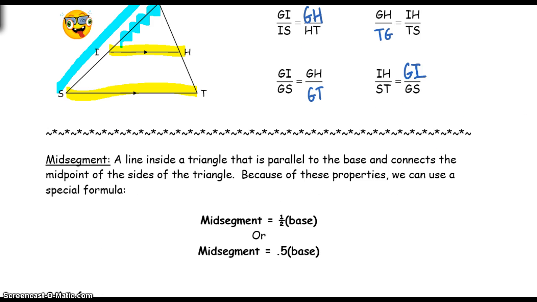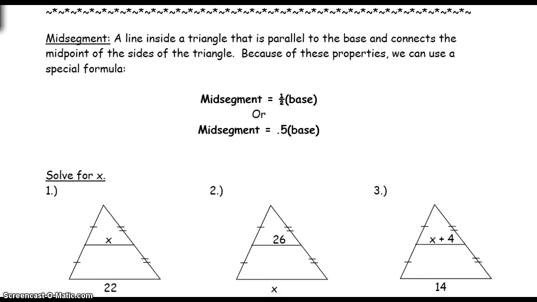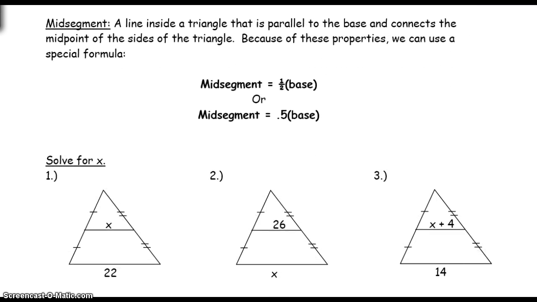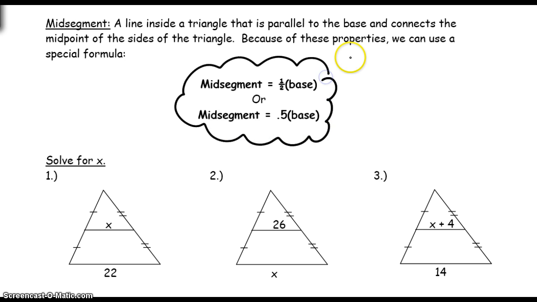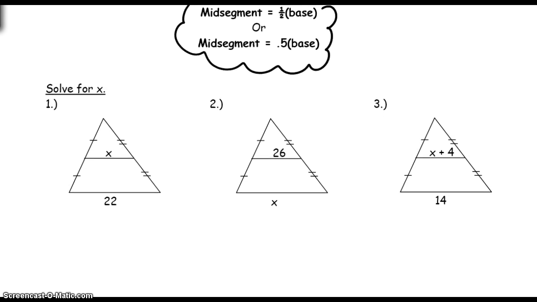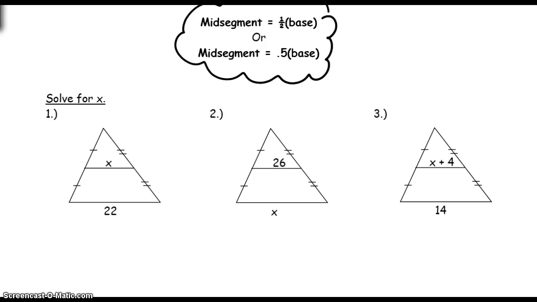All right, now let's talk about our one last thing, midsegment. A line inside of a triangle that's parallel to the base and connects the midpoint of the sides of the triangle. And because of those properties, we have this awesome formula here. Now, you can use 1/2 or you can use 0.5. I don't care at all. Whatever works for you.